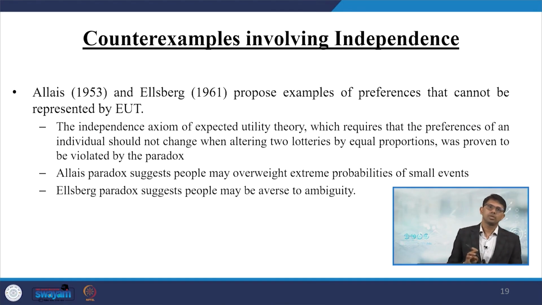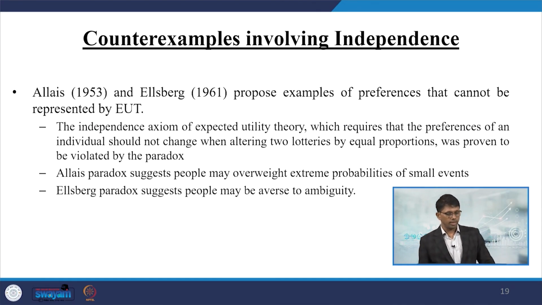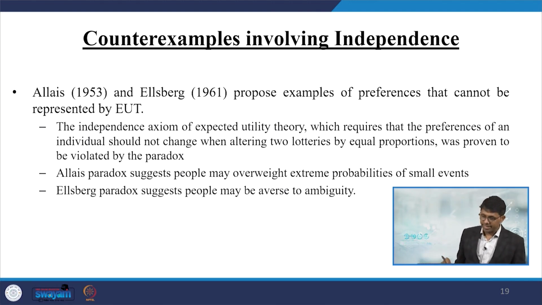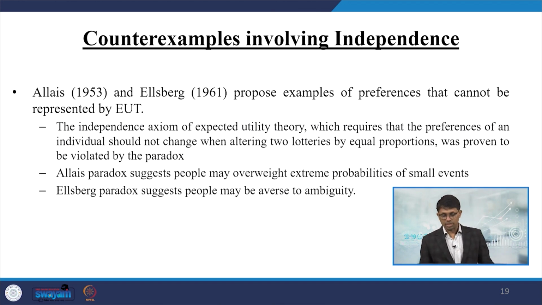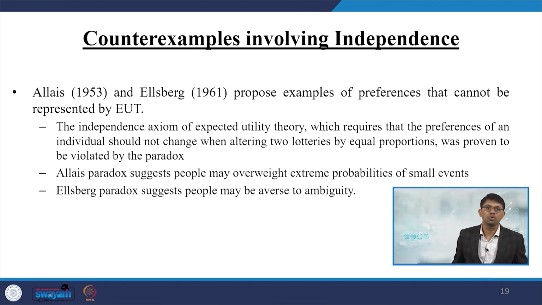There are also counter examples to the traditional assumption of rationality through independence. So, we are referring to the work of Allais and Ellsberg. We will also explain in detail in our other lecture. They propose examples of preference that cannot be represented by the expected utility theorem. The independence axiom of expected utility theory, which requires that the preference of an individual should not change when altering 2 lotteries by equal proportions, was proven to be violated by the paradox.